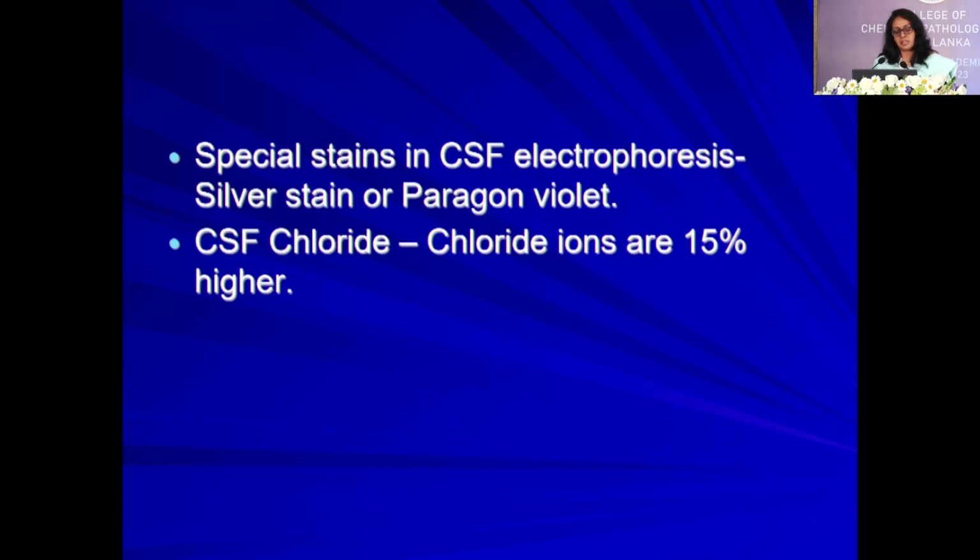There is a special stain for CSF electrophoresis. You have to use silver stain or paragon violet. CSF chloride levels are usually 15% higher than the serum level.